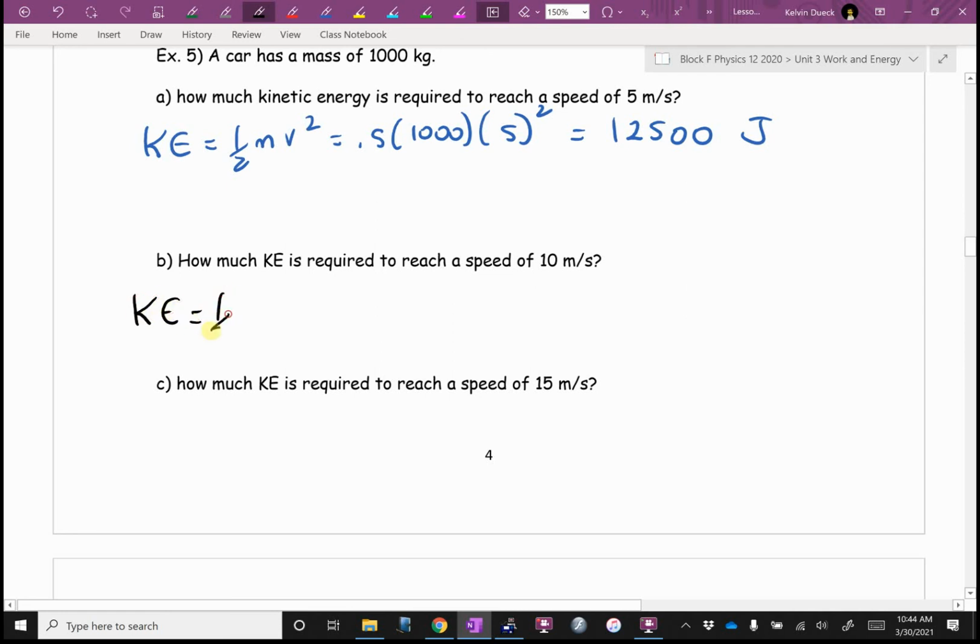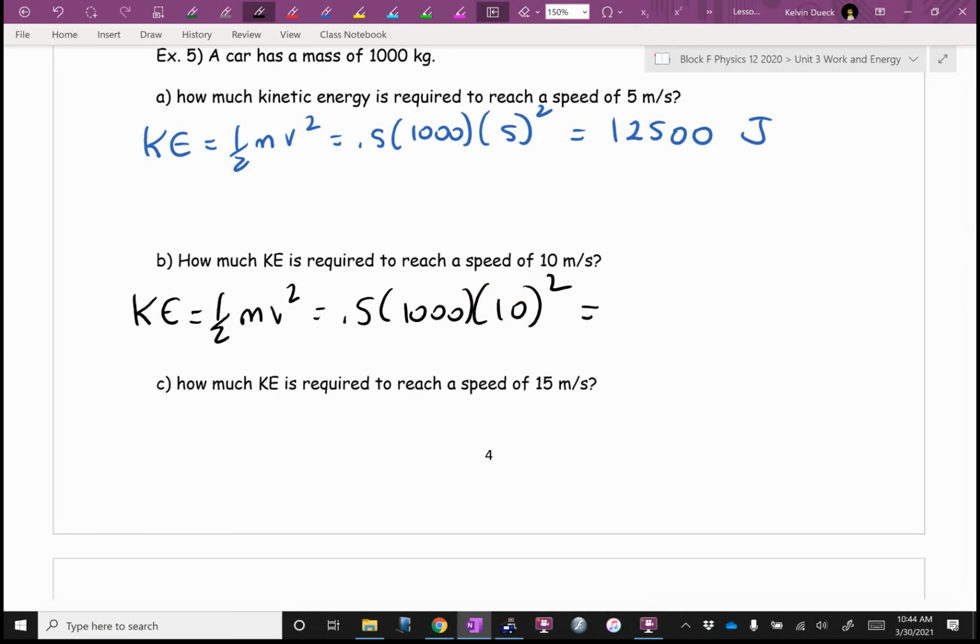Kinetic energy is a half mv squared. It's going to be 0.5 times 1,000 times 10 squared. Kieran, I'll bet you this one you can do in your head. Because what's 10 squared? What's 10 times 10? 100. What's half of 1,000? It's 500 times 100.